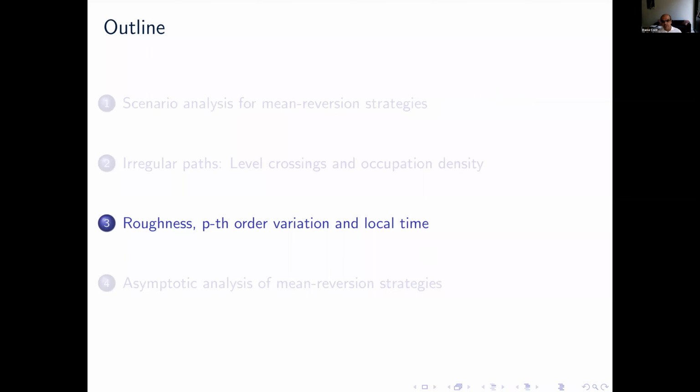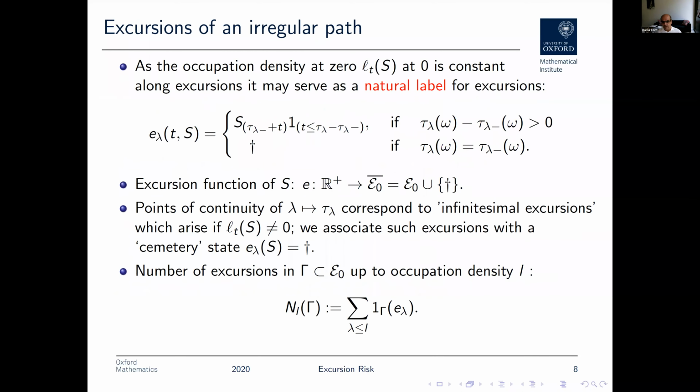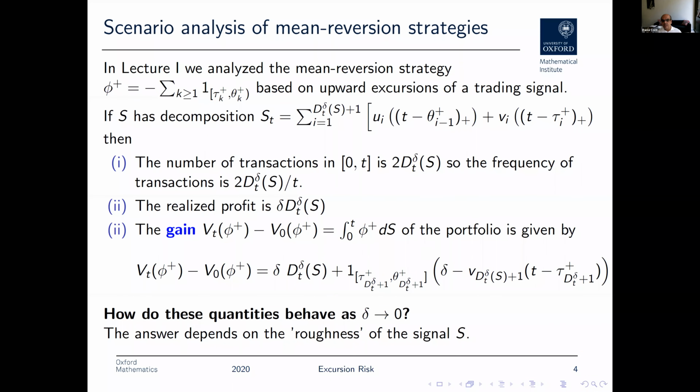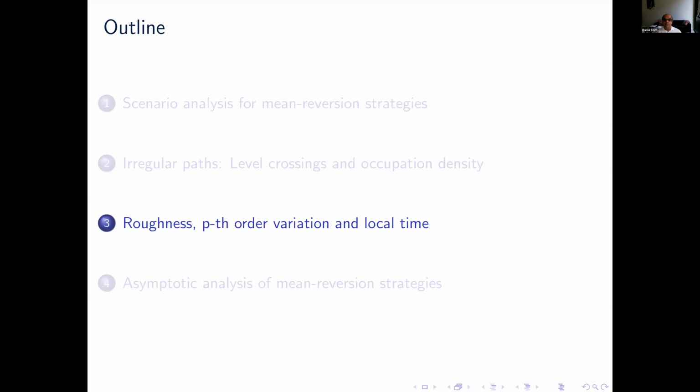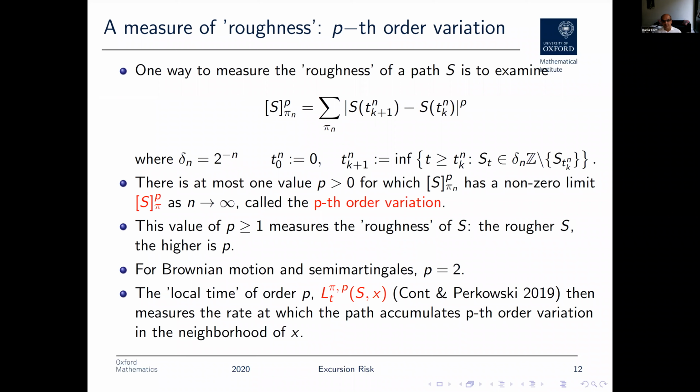Okay, so this was a parenthesis. What we really want to do is to analyze, as I said, the behavior of these properties of the training strategy when delta goes to 0. And now we're going to show that this is linked to the behavior at 0 of the path, the roughness, and so on. So how do we measure roughness of a path?